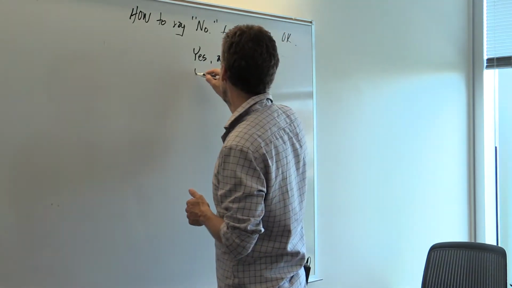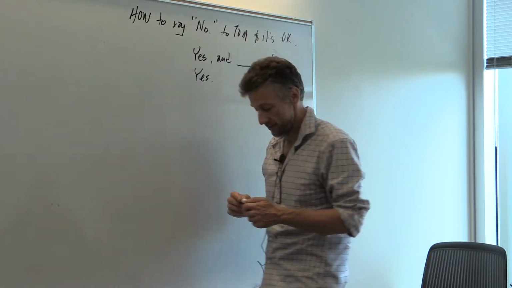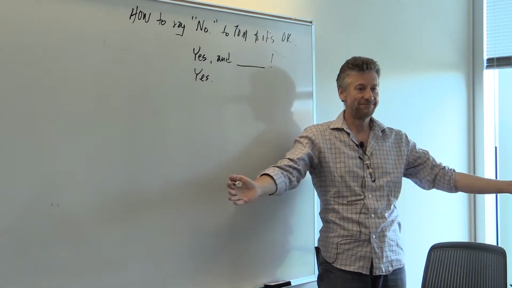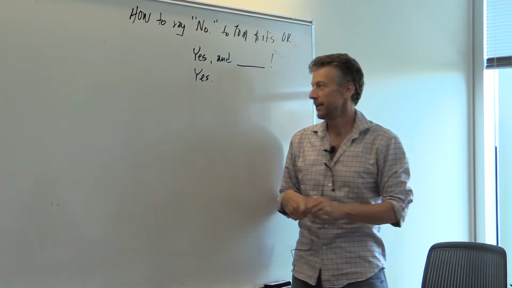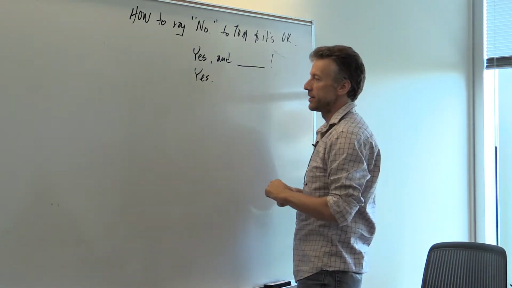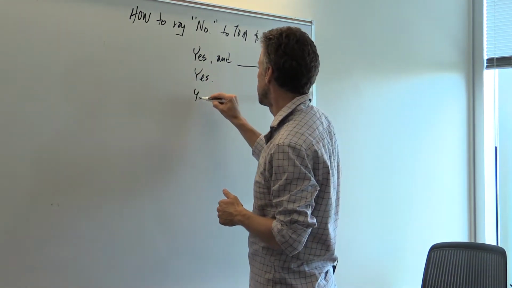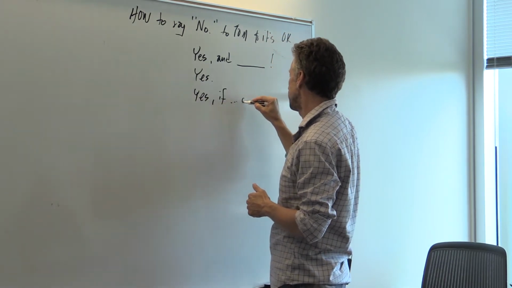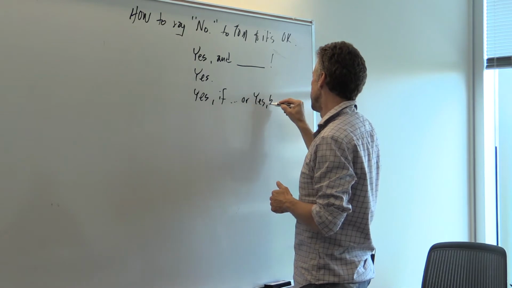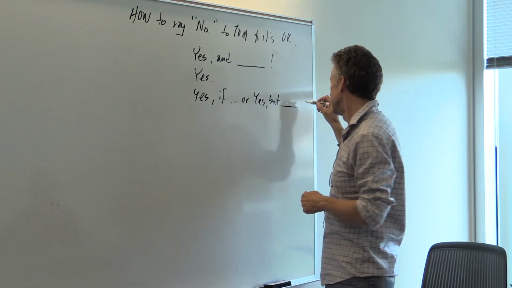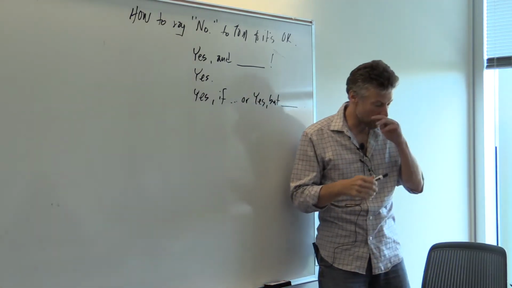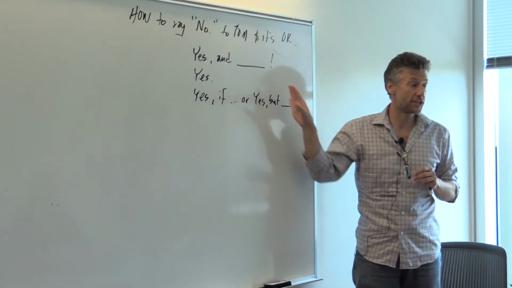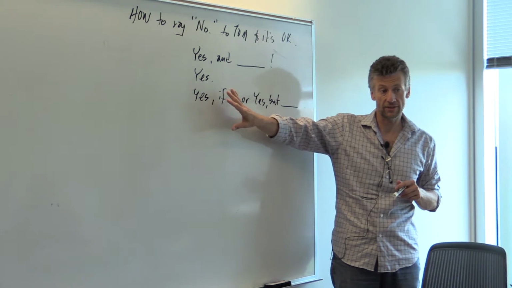One right down from there is just yes. Let's try that in. Will you make me a cup of coffee? Yes. Everything's clear. Now, not quite as positive as that is yes, if, or yes, but. The if and the but are contingencies. They're conditions under which you can say yes.